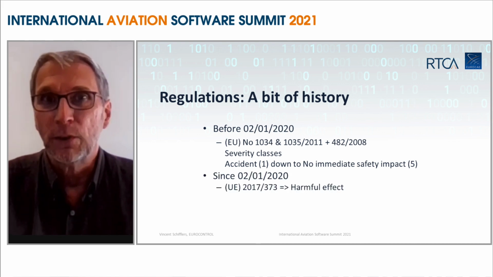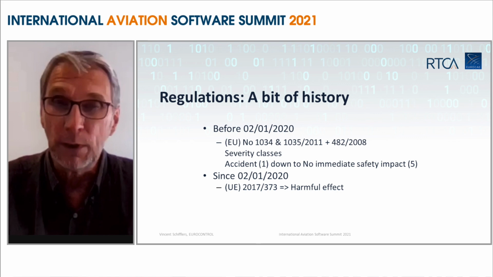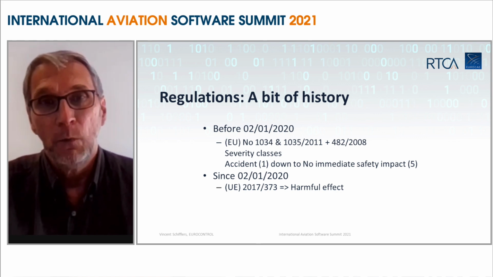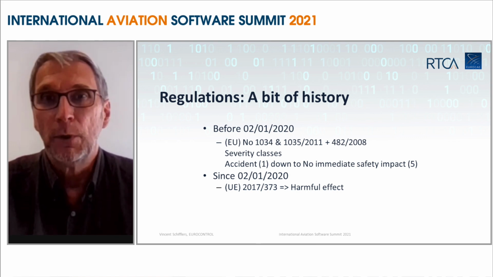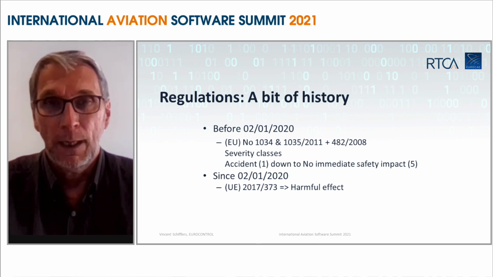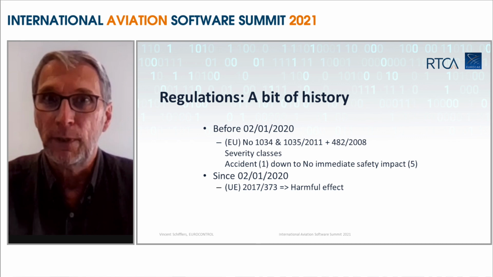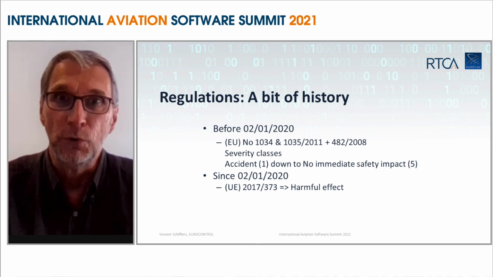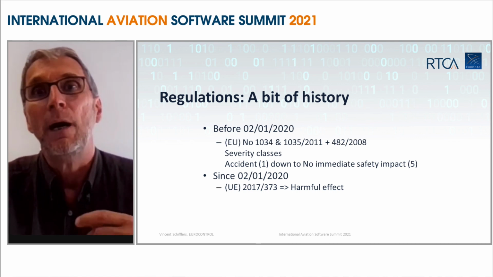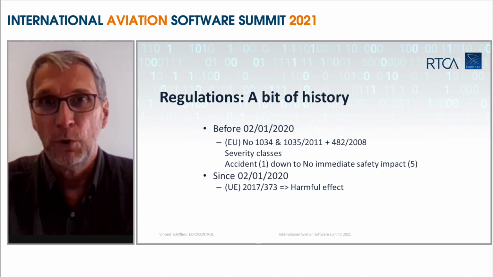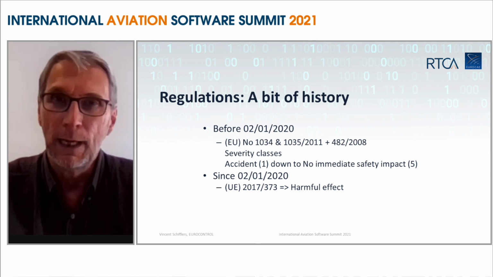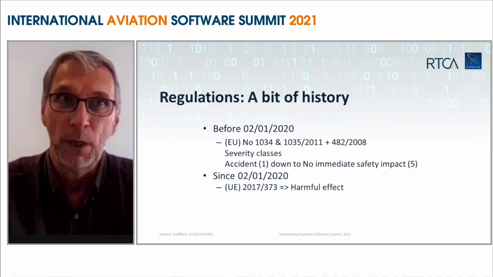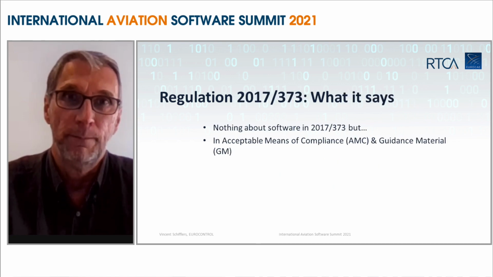But since the 2nd of January 2020, we got rid of them. So basically now, within EU 2017-373, they're only speaking about harmful effect. And anybody might define another severity classification scheme, but then at the harmful effect level. So our problem is now we got rid of those severities, which helped us to sort out the problem: what is the software assurance level for this particular piece of software?